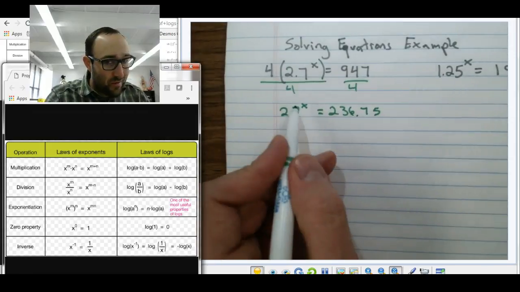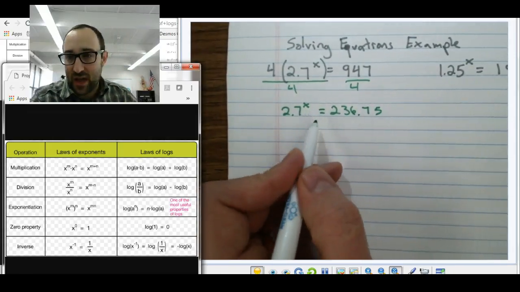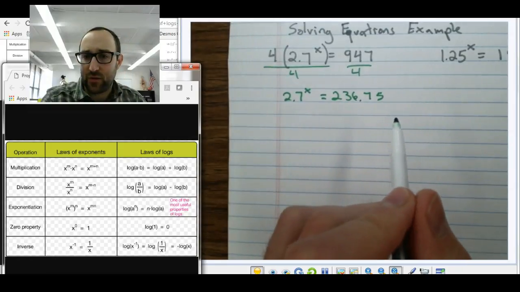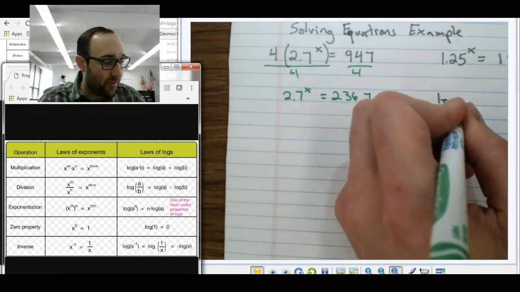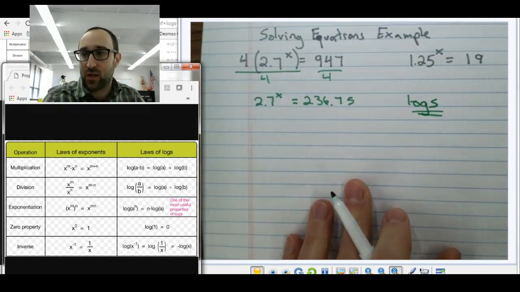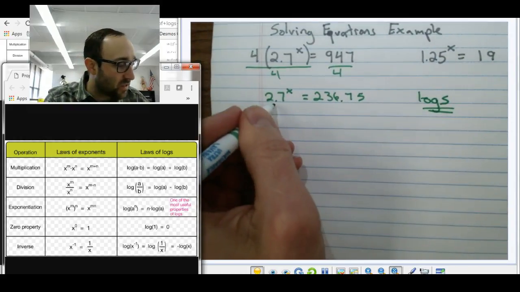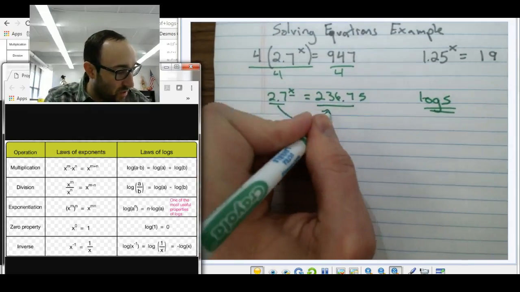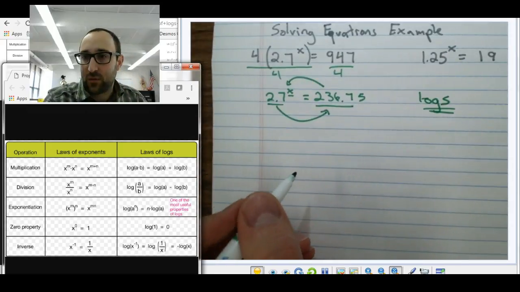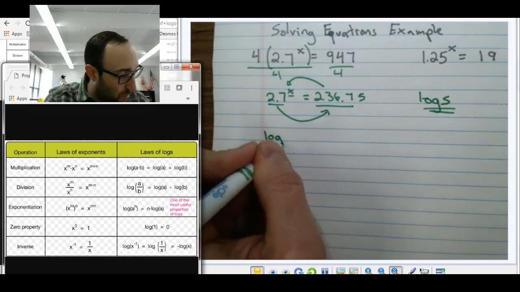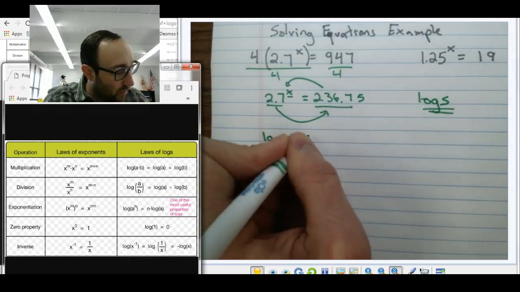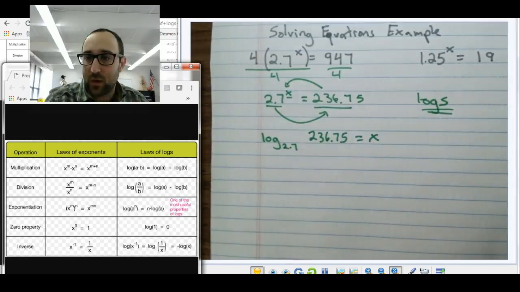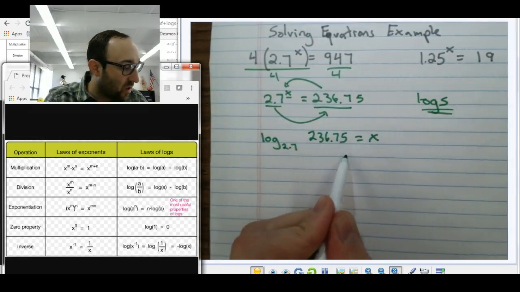That's helpful, but not as helpful as being able to say x equals something. So I want to be able to rewrite this whole thing. How do I do that? Well, if you know anything about logs, we are going to use logs. So I want to be able to say this is my base of this number equals x. So I'm going to go from here to here and back around. That's how we can rewrite it as a log. So I can say log base 2.7 of 236.75 equals x.